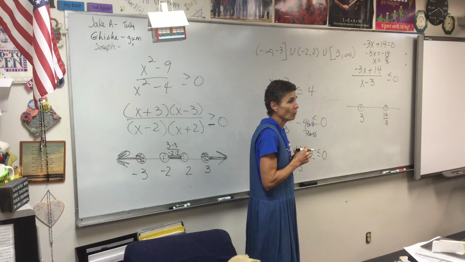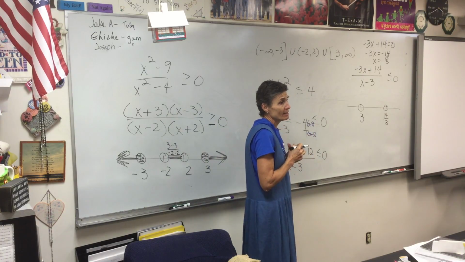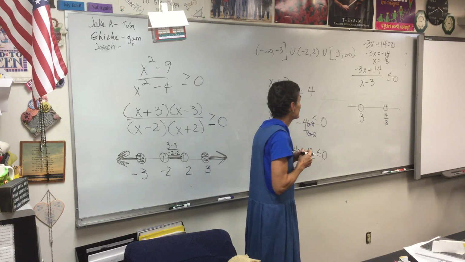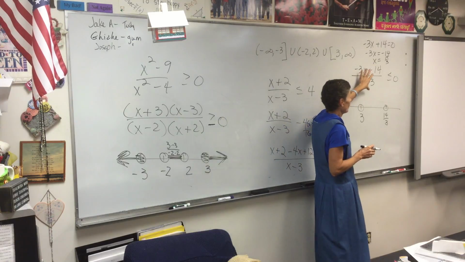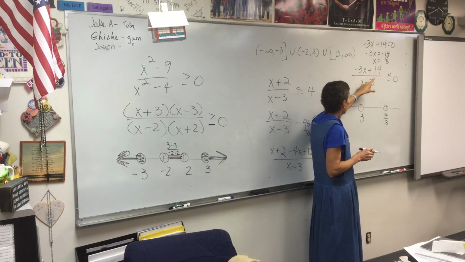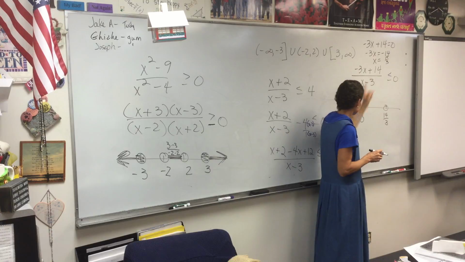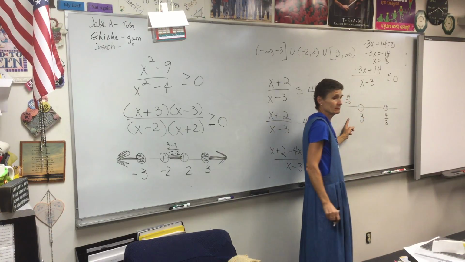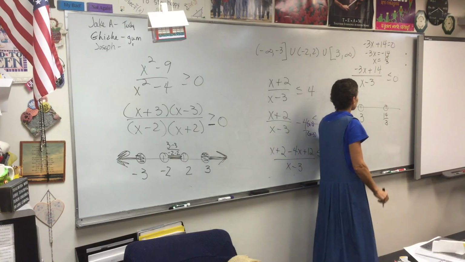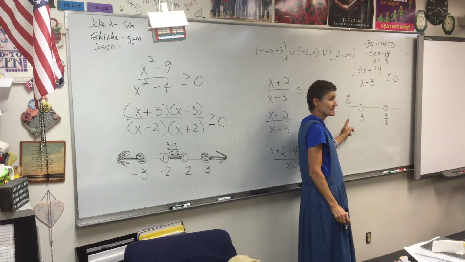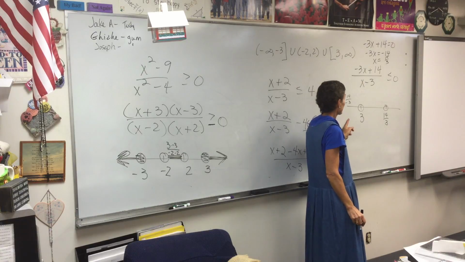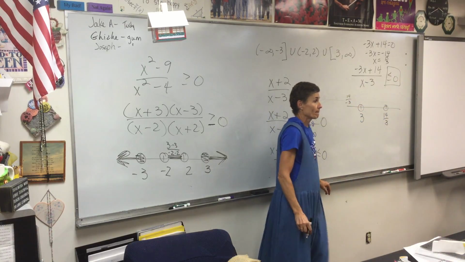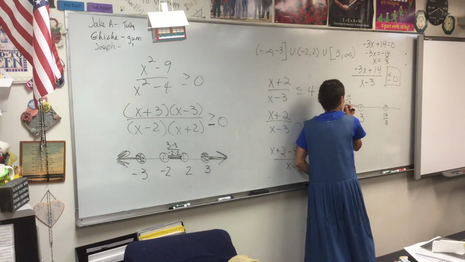Now, pick any number you want. Let's not pick something crazy. How about something like 0? If I put 0 in, I get 14 over negative 3. I'm putting in 0, so I get 14 over negative 3. Is that less than 0? Yes. So this works.